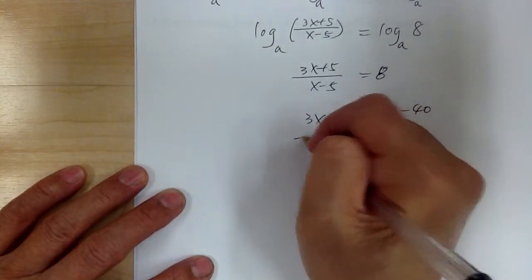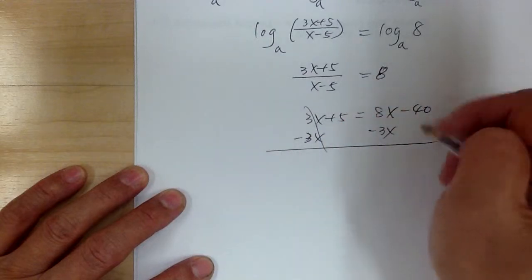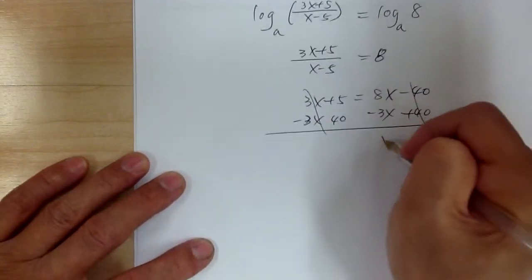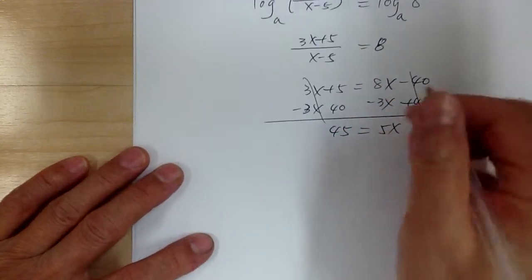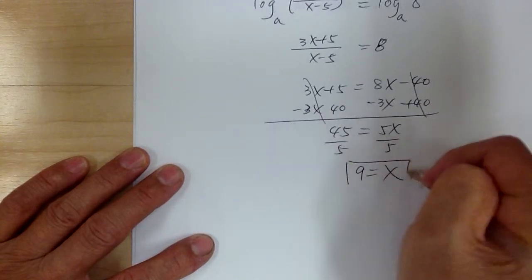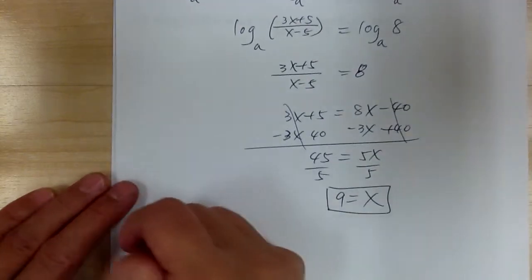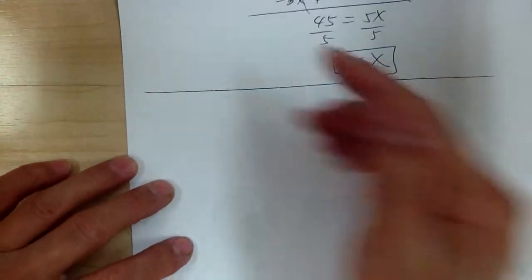And I can solve, so minus 3x on each side. So this cancels out, plus 40 on each side. So I get 5x equal to 45. Divide by 5, divide by 5, so x equal to 9. And you have to put it in here to check, make sure you don't have a negative number. Okay, let's go to 41.